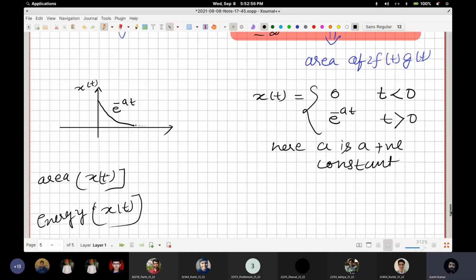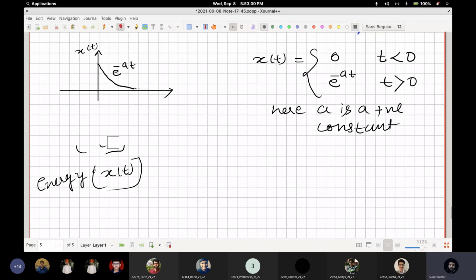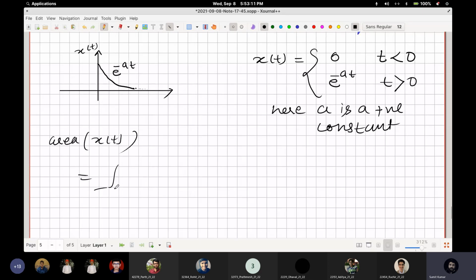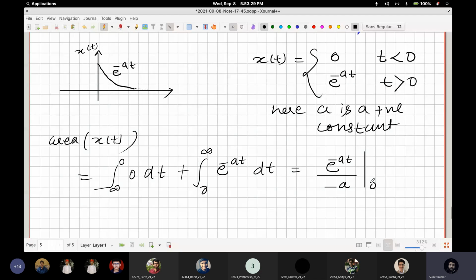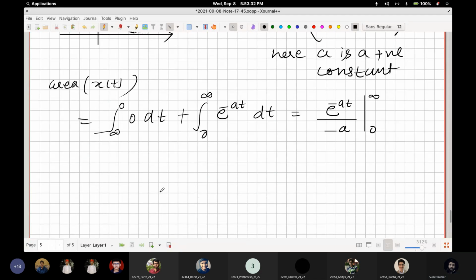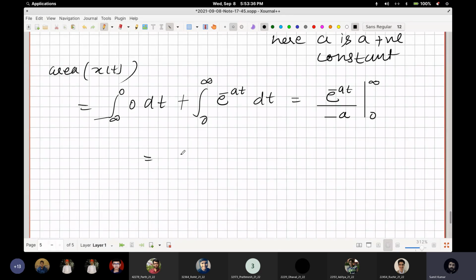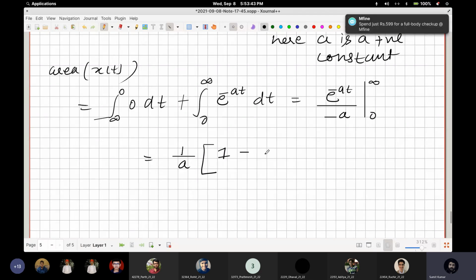Okay. So can I solve this now? Should I solve it? Let me just find out the area of x of t. From minus infinity to 0, it's going to be 0 dt. And from 0 to infinity, it's going to be e to the power minus at dt, right? So this first part will be 0 and this second part will be equal to e to the power minus at divided by minus a, with limits 0 and infinity. Let me put 0 first, and since we have minus, let me take 1 by a common here, and since minus of 0, this is going to be 1, and then we have limit t tends to infinity of e to the power minus at.